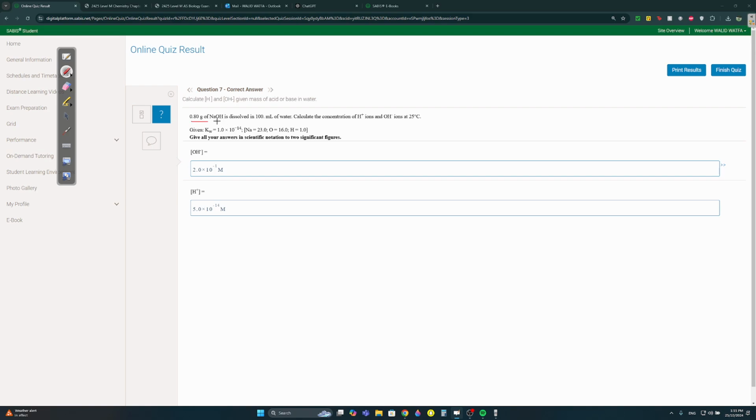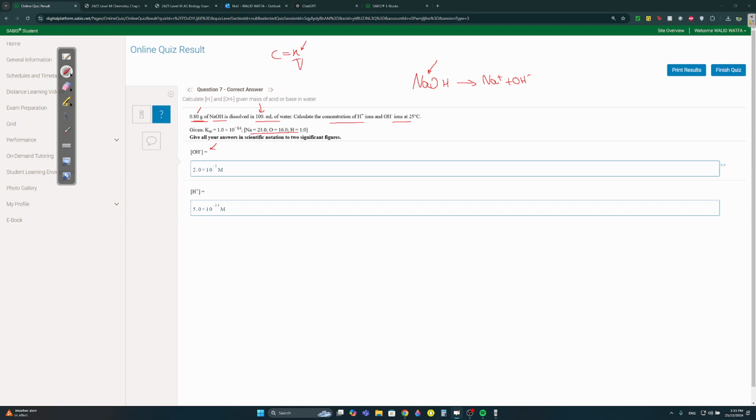Again, now 0.8 grams of NaOH is dissolved in a volume. Calculate the concentration of H plus and OH minus. NaOH dissociates into Na plus and OH minus. Guys, these are the same questions. Do we have the concentration of NaOH? No, we have the mass, we have the volume, and they gave us the molar mass. Actually, they didn't give us the molar mass, but you can calculate it. So first we need to find the concentration of NaOH, and C equals n over V.